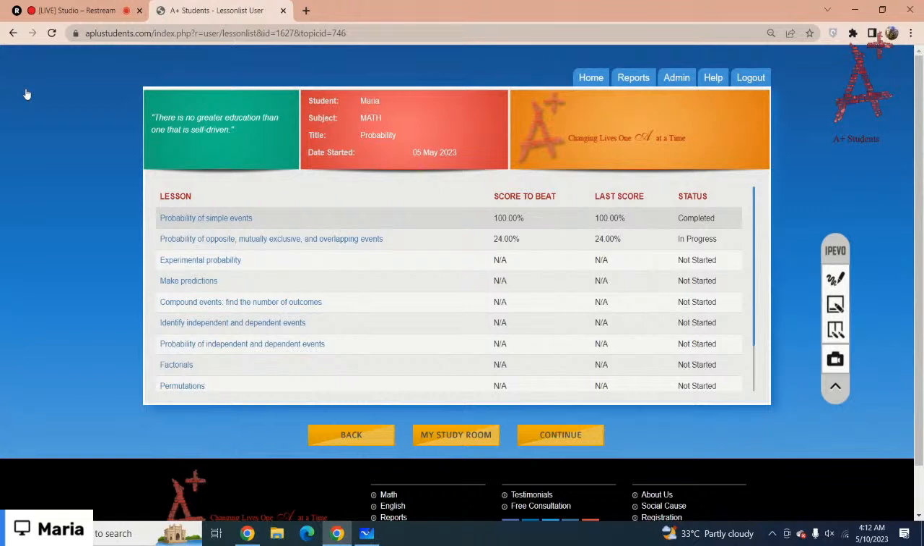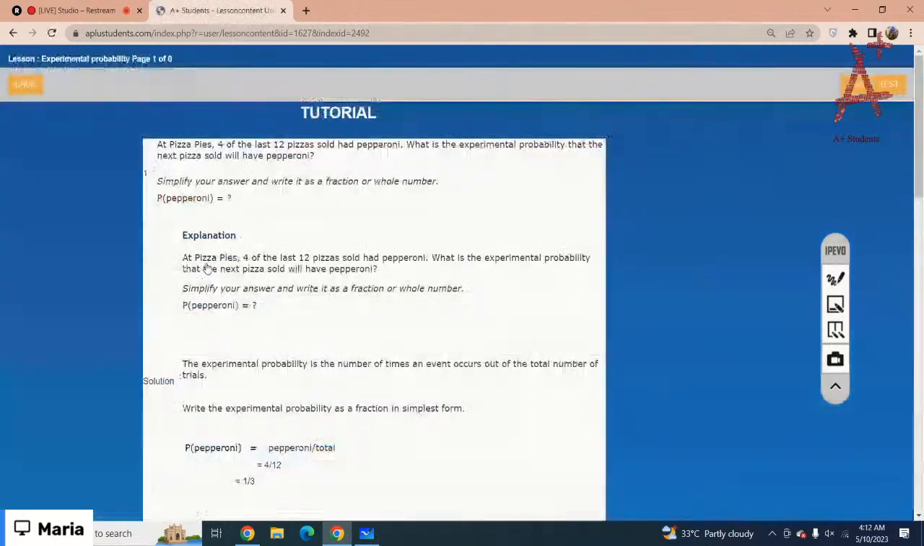Okay, let's just start with the next lesson. The next lesson is experimental probability. We're going to learn what experimental probability is. So let's just start with the example. Basically, the experimental probability is the number of times an event occurs out of the total number of trials, the total number of outcomes. Like for the coin, you have two outcomes, head or tail. So head occurs 1 out of 2 and tail occurs 1 out of 2. So that is the experimental probability of the coin. Got it?